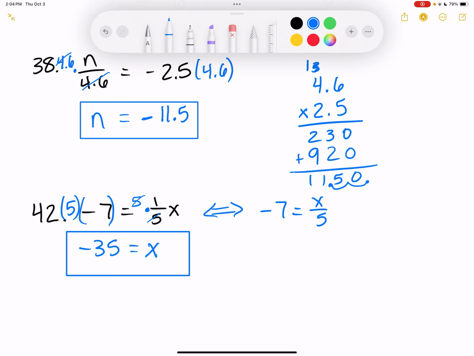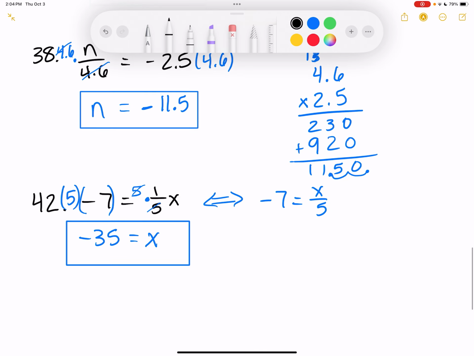Would 42 be multiplying or dividing? Because it's multiplied by x, but 1 over 5 is division. So I just said that multiplying by 1 over a number is just like saying x divided by the number. So I just need to multiply it by 5.